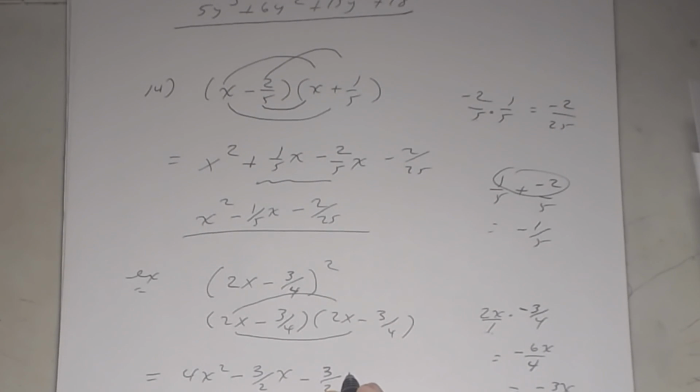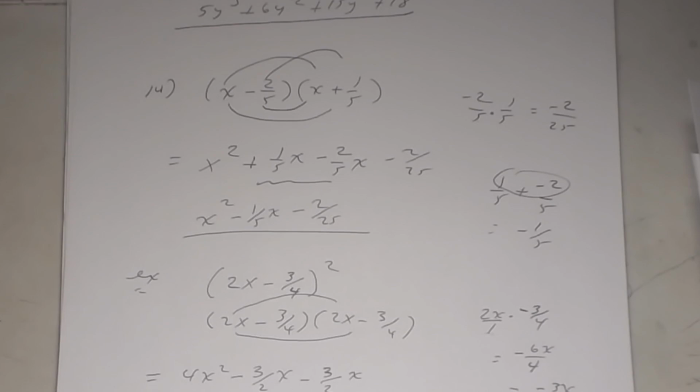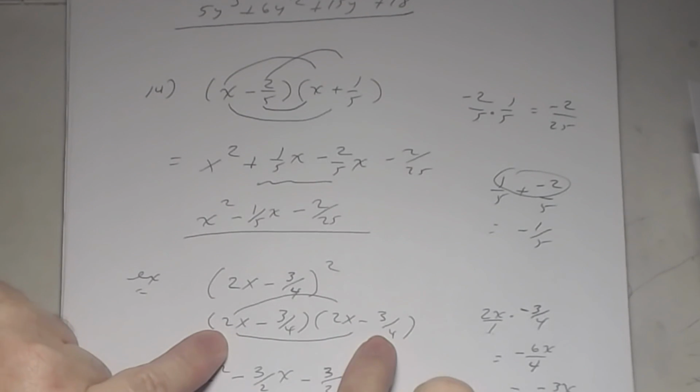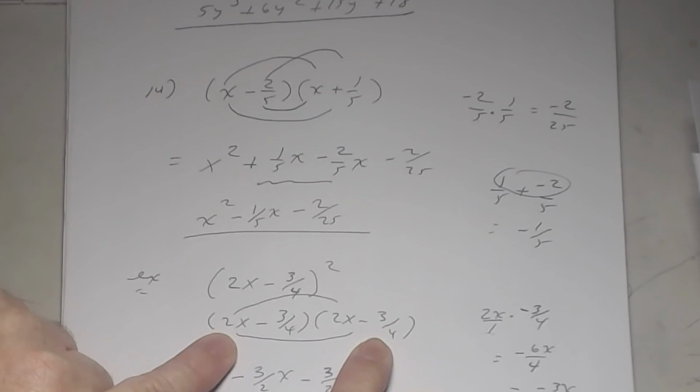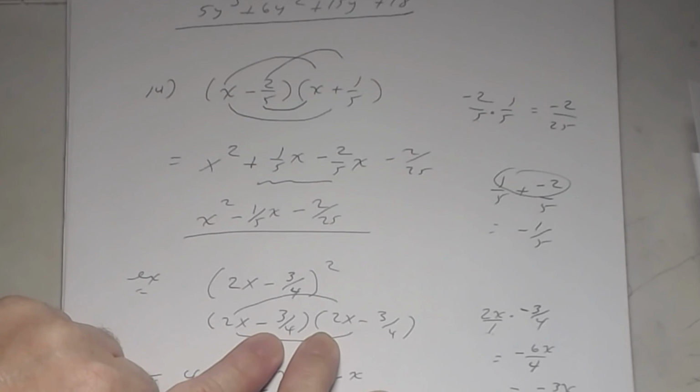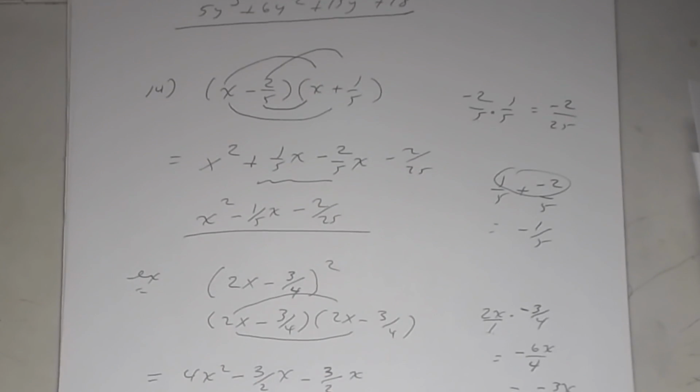Negative 3/2 x. Okay, because you're squaring a binomial. We talked about that a while ago. When you square a binomial, the outer and the inner are going to be the same. Look, you're saying 2x times a negative 3/4, that's your outer. The inner is the same thing: 2x times a what? Negative 3/4. So they have to be the same.